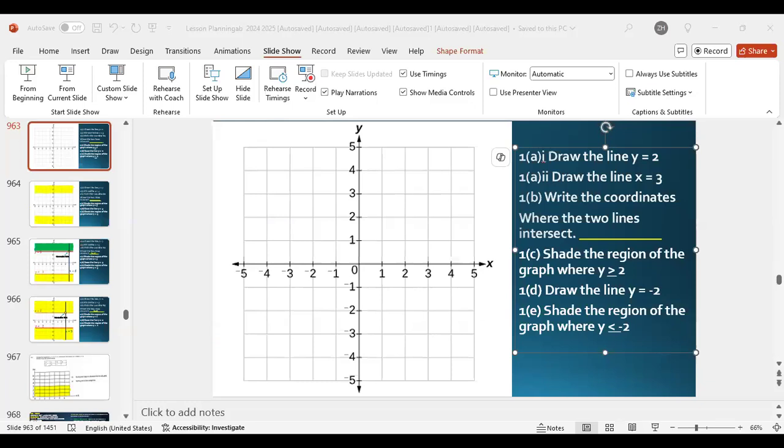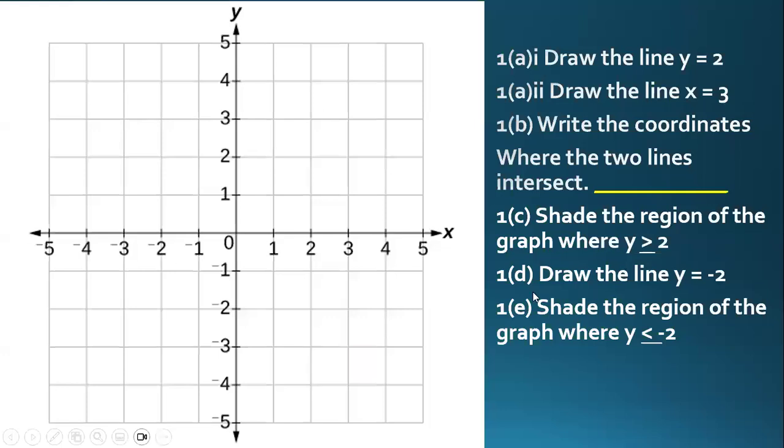Okay, so let's move on. Let me go ahead and get back to this. Where are we? Okay, so the line y is equal to 2 is going to be a horizontal line. This is going to be red. It's going to be a horizontal line that passes through 2.